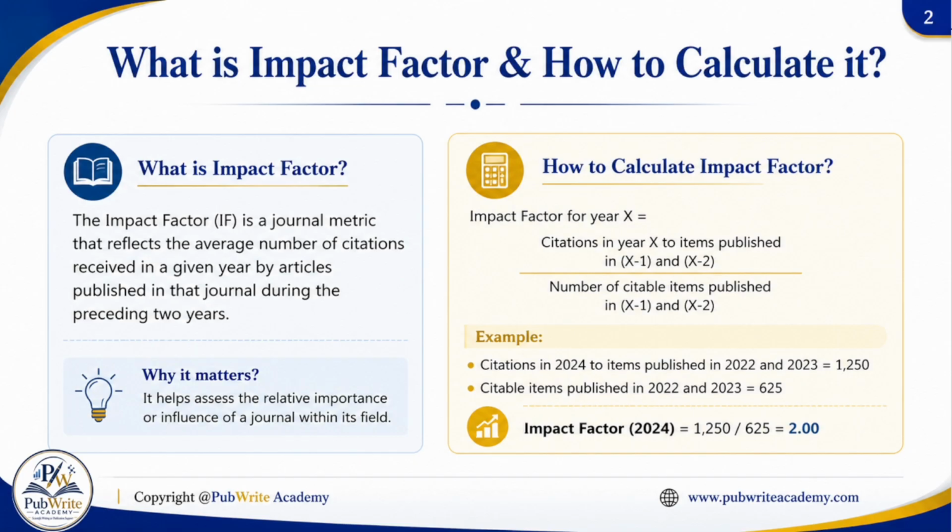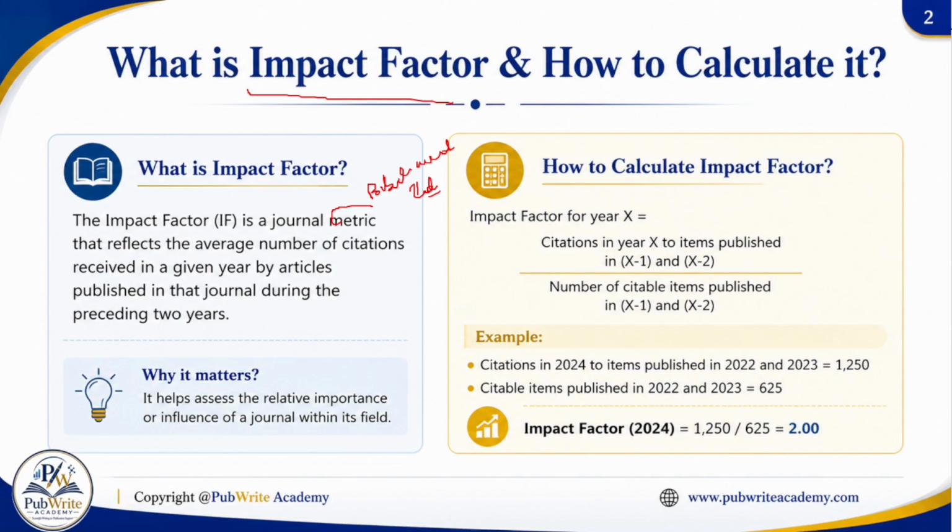So with that, let's go to our first metric, which is the impact factor. What does it denote? It is basically a journal metric. We can also call these kinds of things bibliometrics, or bibliometric indexes.